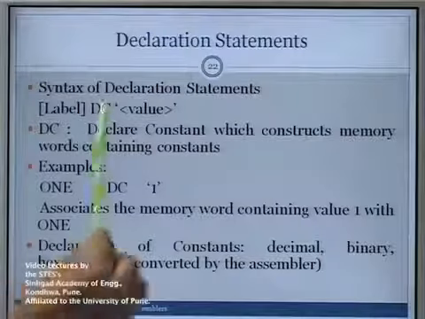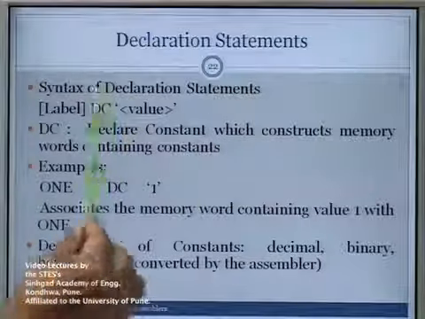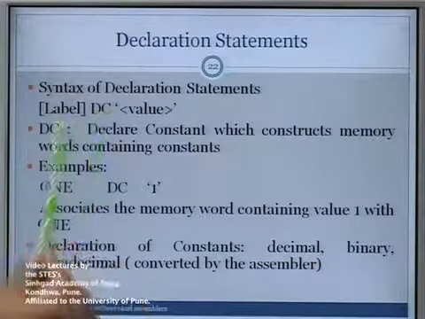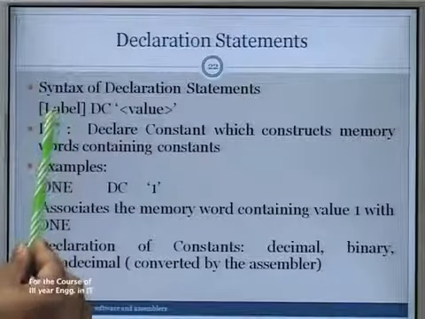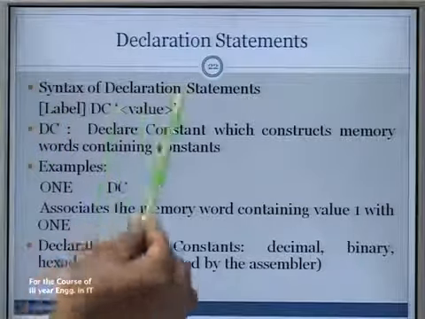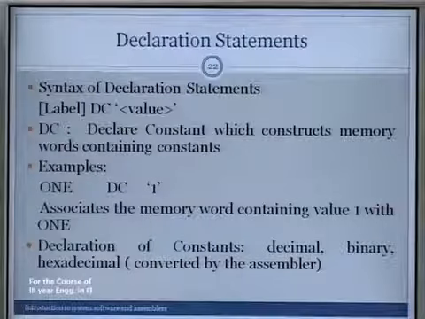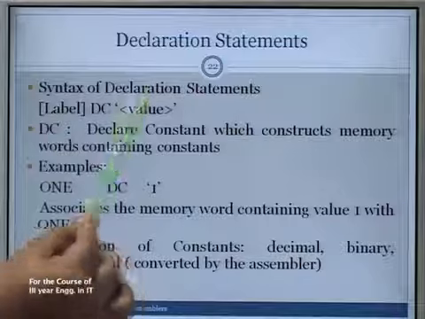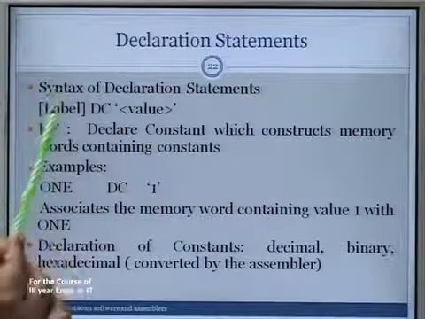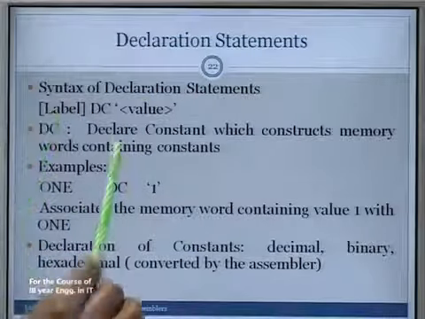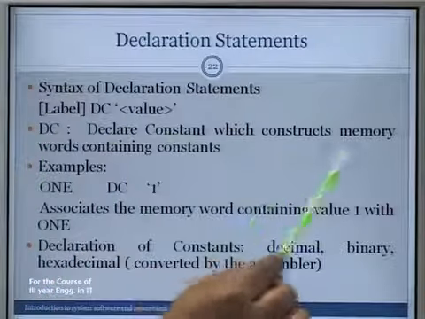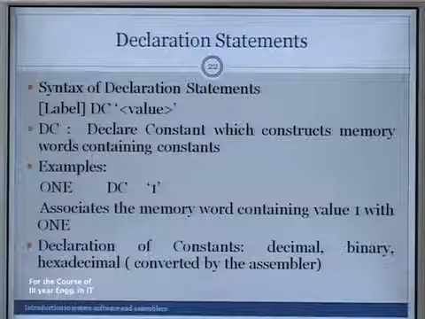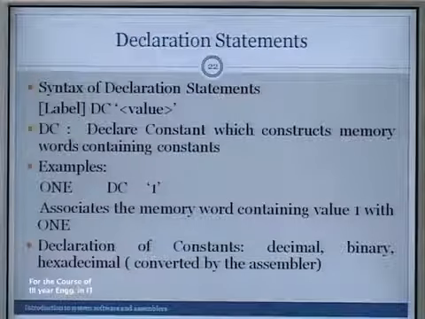Now the other kind of declaration statement is your DC. It stands for declare constant. It is associated with a label that is optional and a value that is written in single quotes. What it does is basically place this value in a memory word that is referenced by this symbol. It stands for declare constants, which construct memory words containing the constants. It is a kind of initialization procedure that takes place.